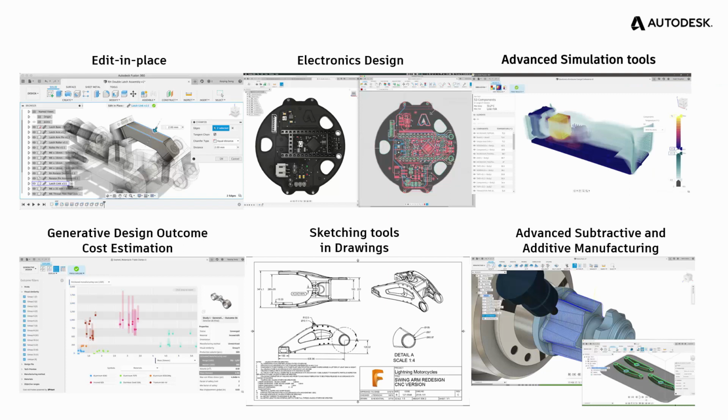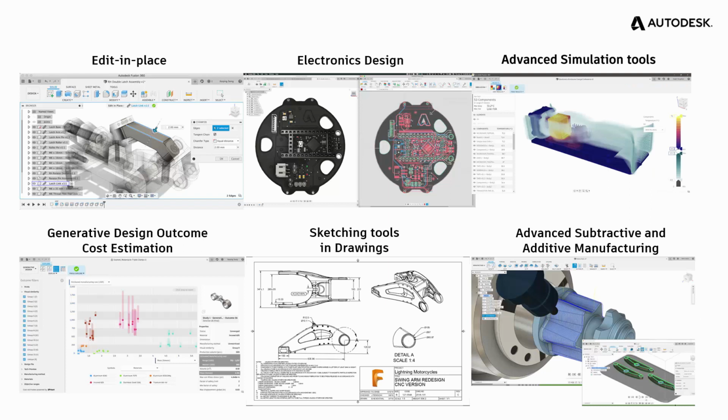So things like the ability to do edit in place for complex assemblies. So you don't have to dive into the individual assembly subcomponent, you can edit it within the assembly space. It's just a far more intuitive user experience. We've included electronics design functionality inside Fusion 360 as well, which is a major game changer for those of you that are working with electronics products. We've included more advanced simulation capabilities inside Fusion 360, so thermal-based analysis for electronics to make sure that you've got heat sinks configured correctly.